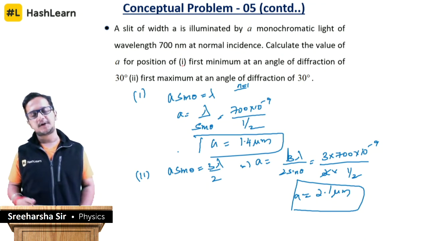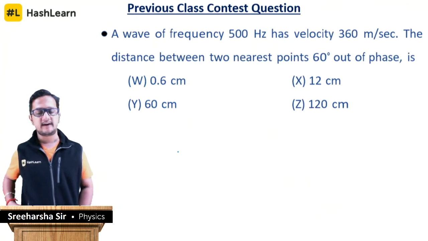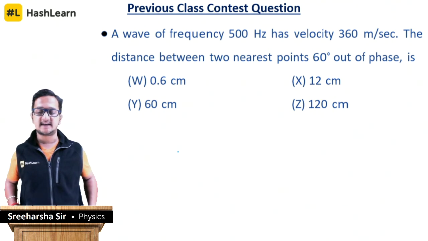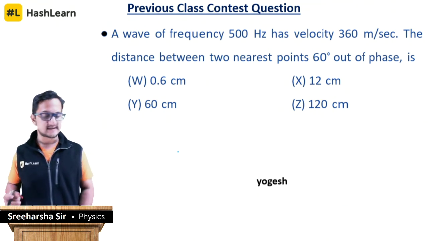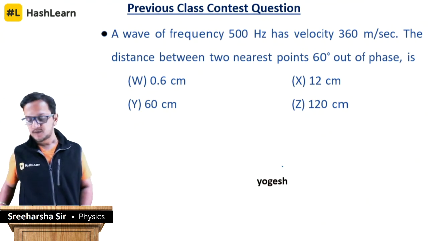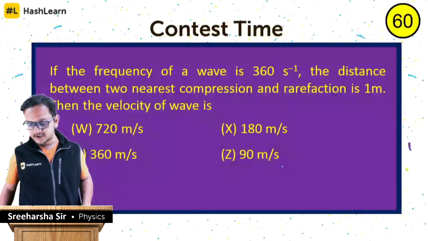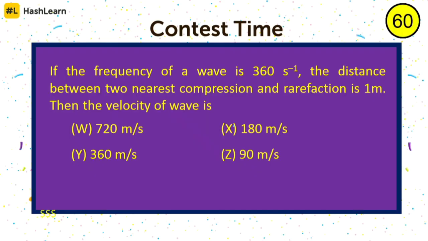So now before we continue with the problems, we have the previous class contest question. The question was: a wave of frequency 500 has a velocity. The distance between the two nearest points 60 degrees out of phase is. And we have a new winner this time. Congratulations, Yogesh. You are the lucky winner of Atom session. So congrats, Yogesh. With this, we have the next contest question on the screen. You'll have to find out what this is.